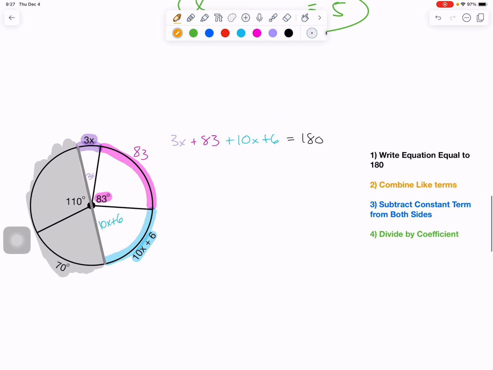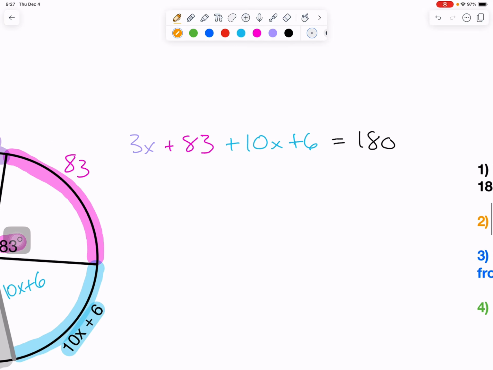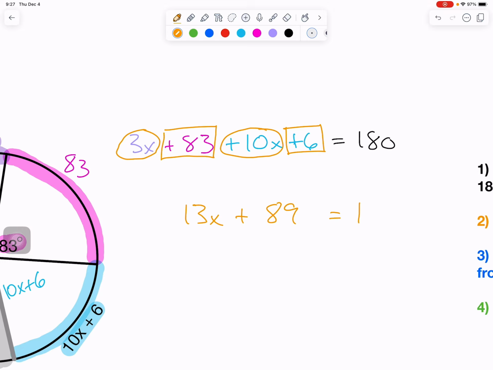All right, step 2, we will combine like terms again in orange. I am going to circle our 3x. I am going to circle our 10x. 3x plus 10x gives us how many x, guys? Yes, 13x. I am going to box our 83, and I am going to add 6 to it. And what do we get there? It's 89. We will set that equal to 180.